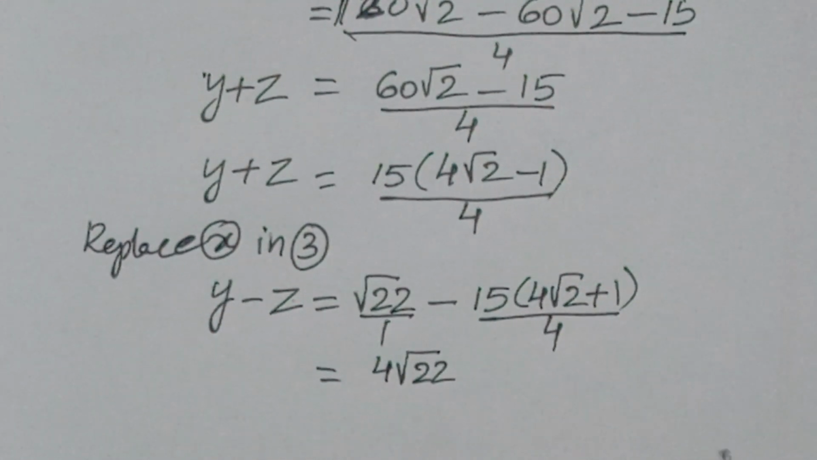Okay, now if you replace x in 3, you will get y minus z. y minus z is equal to root 22 minus 15 into 4 root 2 plus 1 by 4. Okay, here also you can take LCM. 4 root 22 minus 15 into 4 root 2 plus 1 by 4.